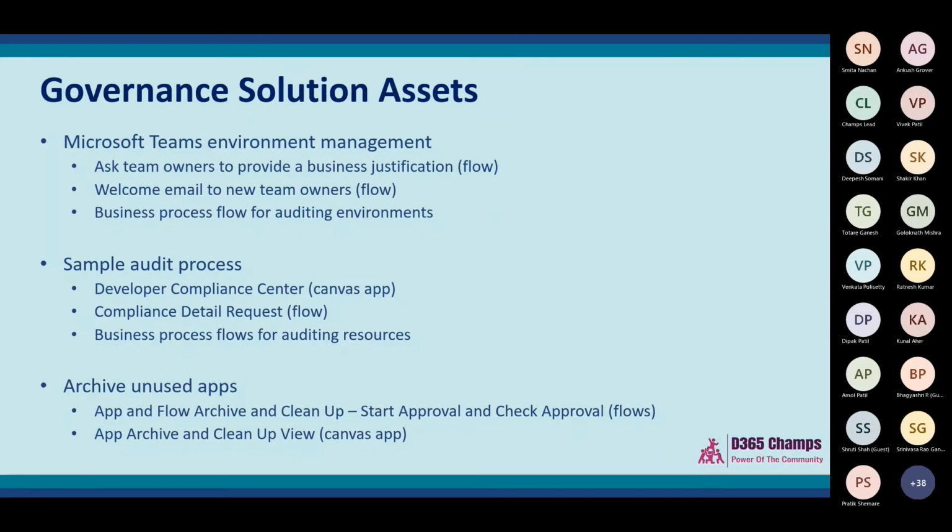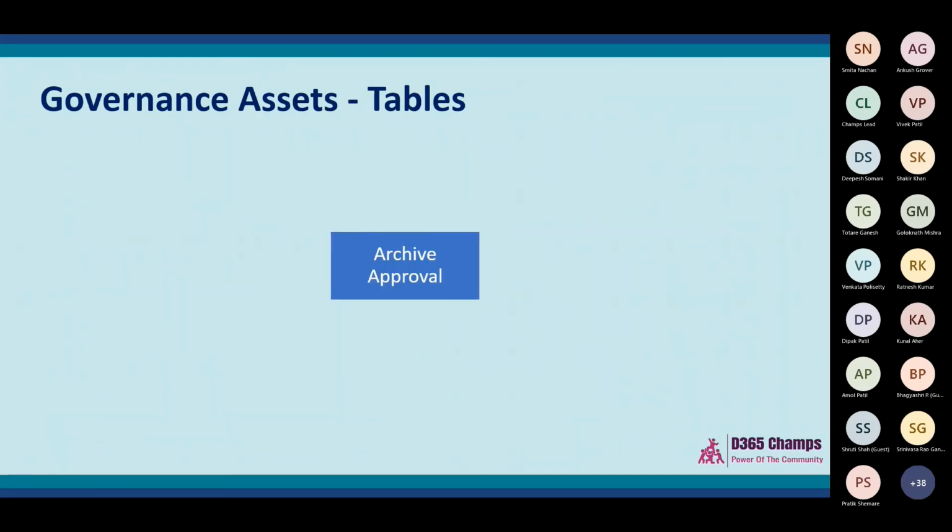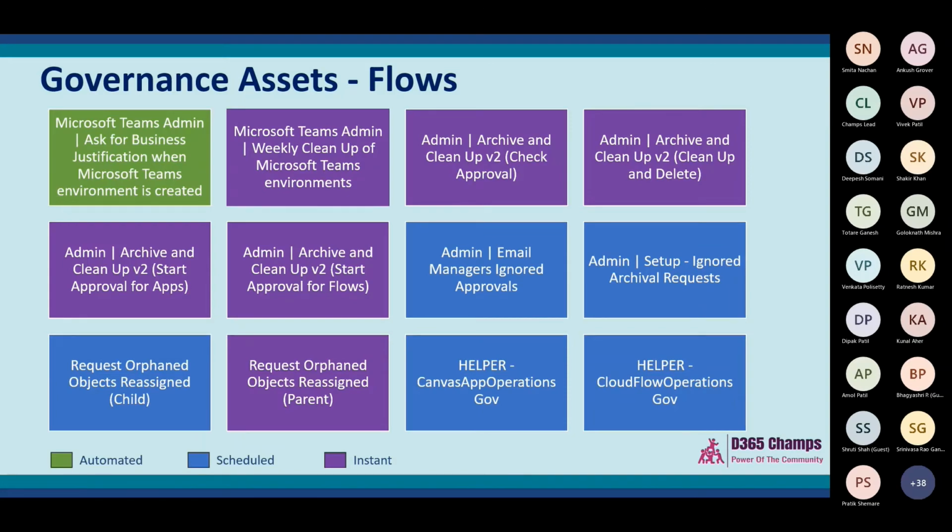There is a huge listing of all of those. Probably the time will not permit us to get through all of those. But we have certain tables here. The first table that we have as a part of governance assets is this archive approval, which represents the archival approval task started during the app archive as well as the cleanup flow. At the same time, we also have certain flows around the governance assets. Here are these governance asset flows, and you can see they are automated, scheduled, and instant as per the color. We will not go deeply due to the time.